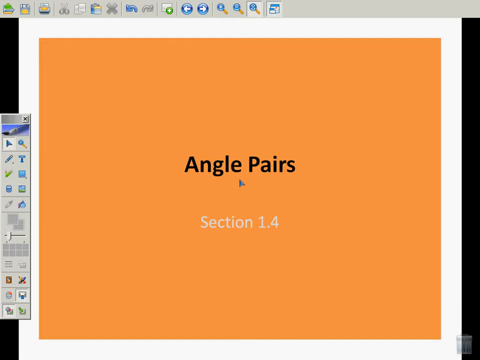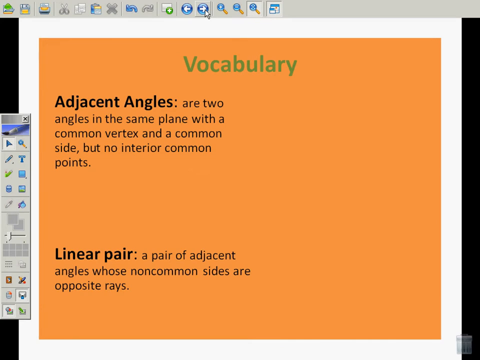Okay, so angle pairs. This is from section 1.4. A couple of vocab things: adjacent angles and linear pairs. I'm going to take some time right now to draw the diagrams of these. You don't have to necessarily draw those right now. Go ahead and pause it and write down these two vocab things, and I will go ahead and draw the diagrams. So here's what we're talking about when we're talking about adjacent angles.